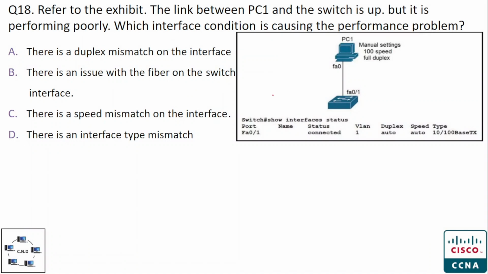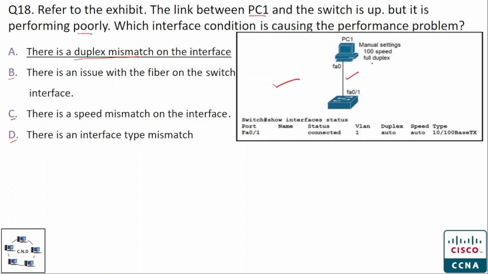Question number 18, refer to the exhibit. This is the exhibit. The link between PC1 and the switch is up. We are talking about this link, but it is performing poorly. Which interface condition is causing the performance problem? The options are option A, there is a duplex mismatch on the interface. Option B, there is an issue with the fiber on the switch interface. Option C, there is a speed mismatch on the interface. And option D, there is an interface type mismatch. And the correct option is option A, there is a duplex mismatch on the interface.